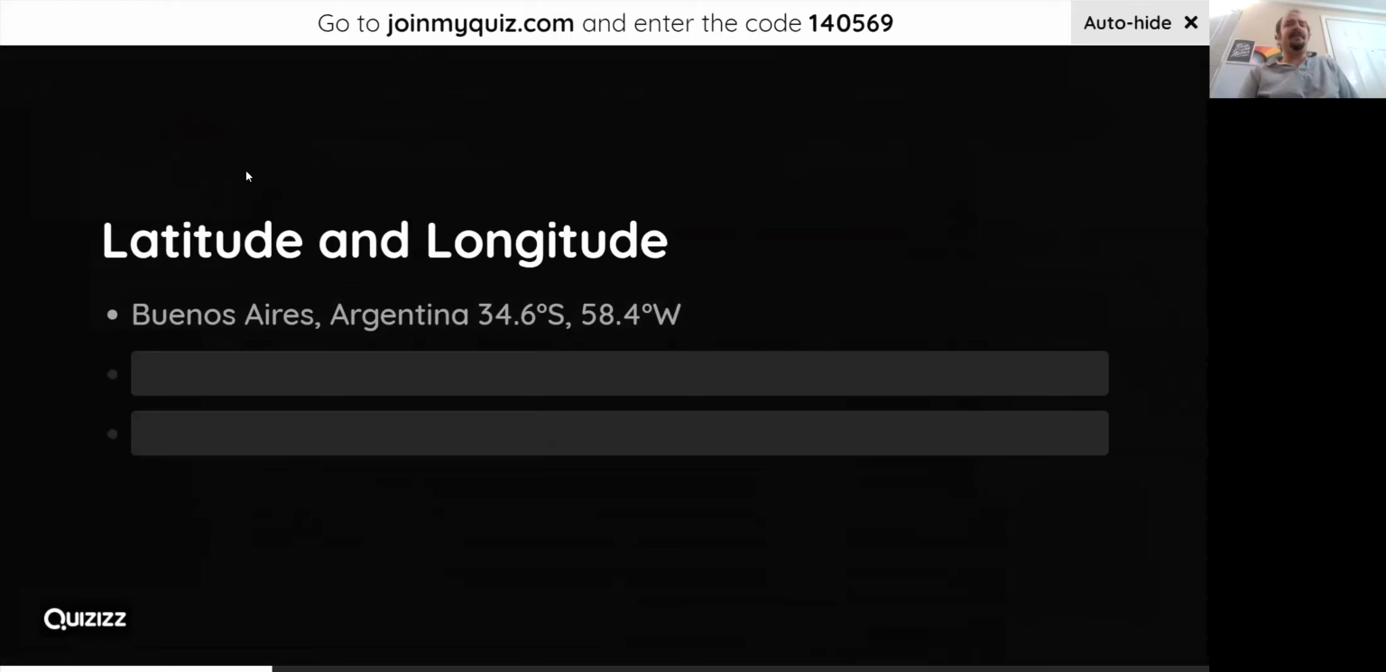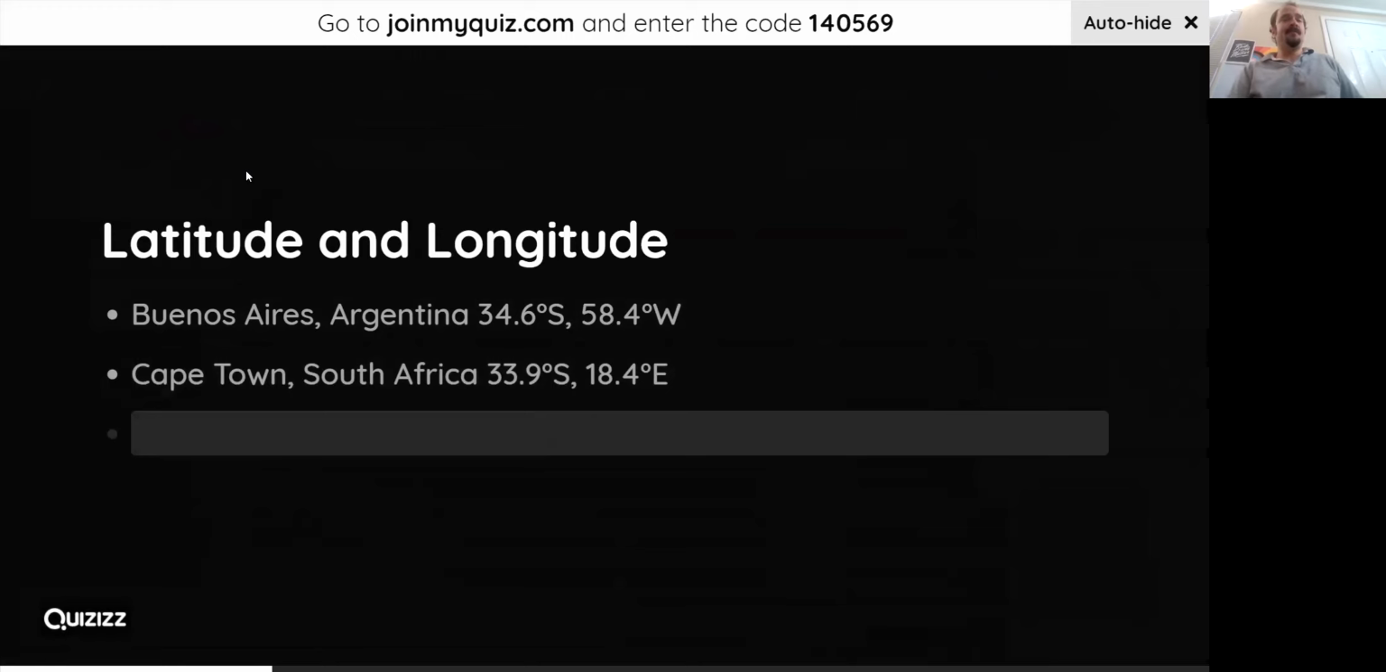So the next thing we're going to talk about is Buenos Aires and Cape Town. And going back to that picture of latitude and longitude, what was this? Latitude starts with 0 at the equator, and it goes up to 90 north at the top. It goes up to 90 south at the bottom. So at the equator, it's 0, and it gets larger north, it gets larger south, is the way that this thing goes.